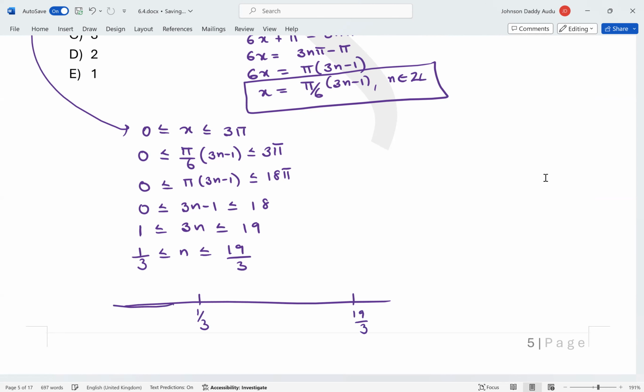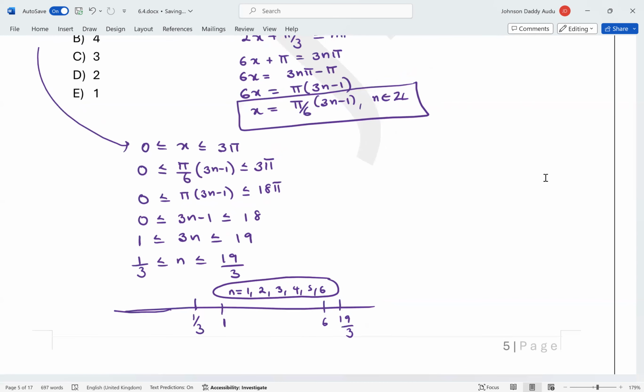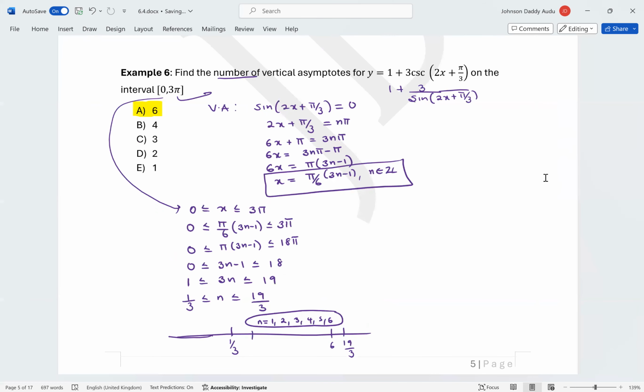So when we say 1 over 3, what are the n here? For example, you have 1 here. No, you can't have 1 here any longer. If this is 1 over 3, then yes, we can have 1 here. And then what n can we get here? 19 over 3 is greater than 6. So the last integer here is going to be 6. So it means the n can be 1, 2, 3, 4, 5, and 6. So these are the possible n, right? So it means we're going to have our answer to be 6.